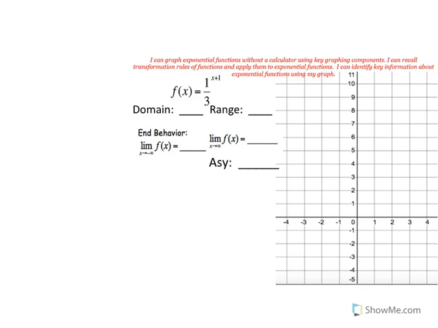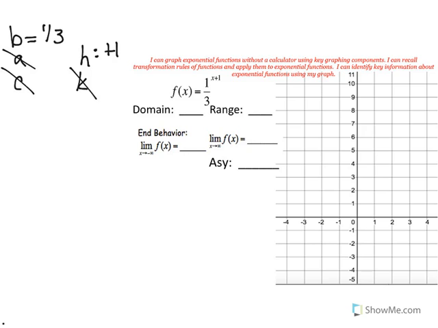Here is an exponential function that I'm asking you to graph, but it looks a little different. It's f of x equals 1/3 raised to the x plus 1. Before you go any further, write out your base. Is there an a term, a c term, an h term, or a k term? Pause the video, write those out.